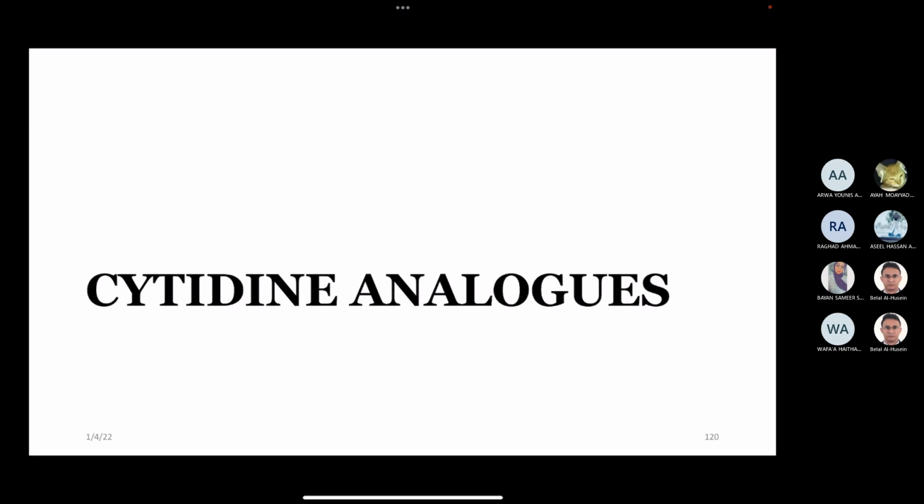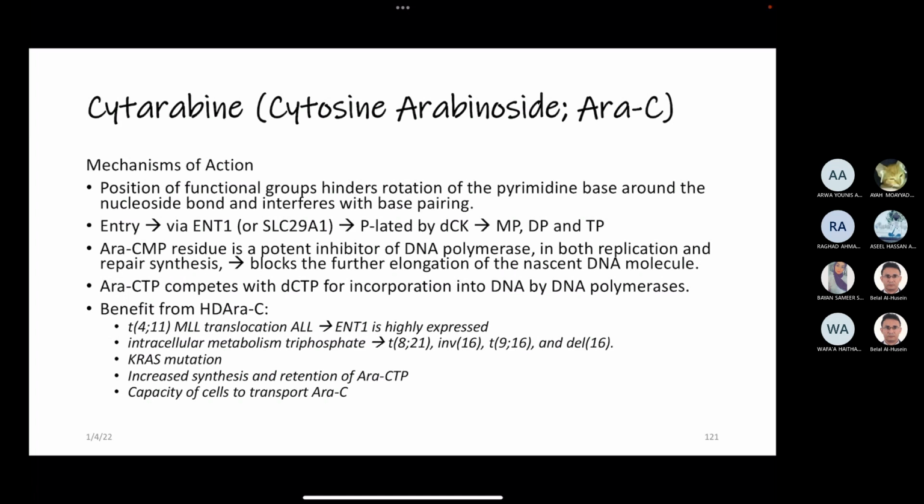هلا المثال الثاني هو السايتيدين انالوجز. هلا في عندنا a couple of those. في عندنا اول واحد اللي هو السايترابين اللي قلنا عنه. Now cytarabine is a cytosine linked مع sugar اسمه arabinose, so that's why they call it cytosine arabinoside.